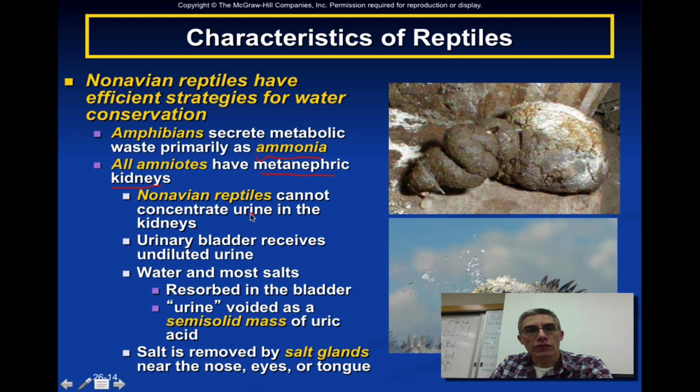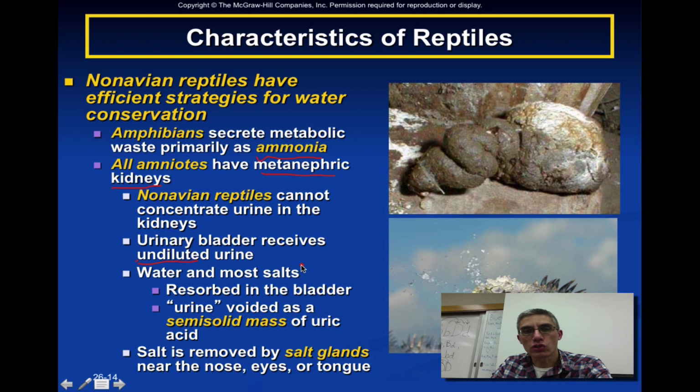Now, reptiles cannot concentrate urine in their kidneys, and that's what makes them definitely a little bit different from not only us, but their amphibian ancestors. The urinary bladder is going to receive the urine, but that urine is going to be undiluted, which means the water and a lot of the salts are going to be removed in that bladder.